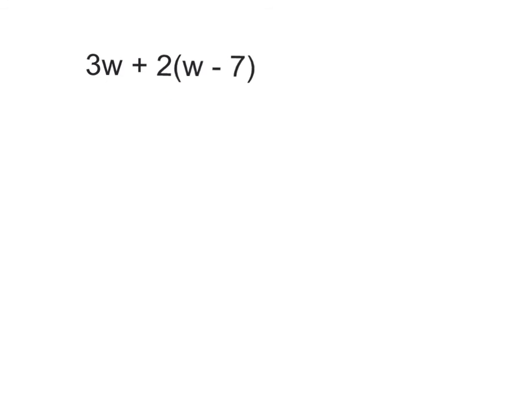So we need to distribute that positive 2 to our w, and 2 to the 7. When you do this, I'd like you to rewrite the 3w. So we're going to rewrite 3w plus, and now we've got 2 times w, so that's 2w. And bring down the minus sign right away. And then we've got 2 times 7, which is 14.